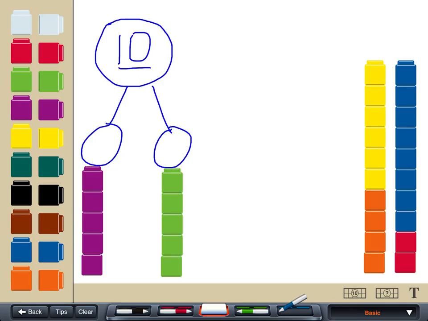Well, let's see how many are purple. 1, 2, 3, 4, 5. 5 purple. How many green are there? 1, 2, 3, 4, 5. So we could decompose or take apart that 10 and make it a group of 5 and another group of 5. So we would know 5 purple and 5 green made a total of how many linking cubes? 10. So 5 and 5 is 10. Good job. Okay, are you ready to do the next one? Me too. Y'all are awesome at this.